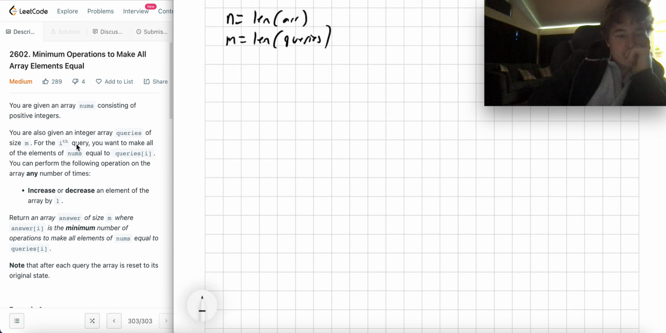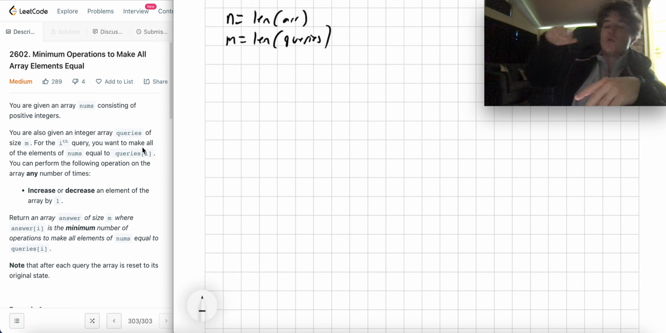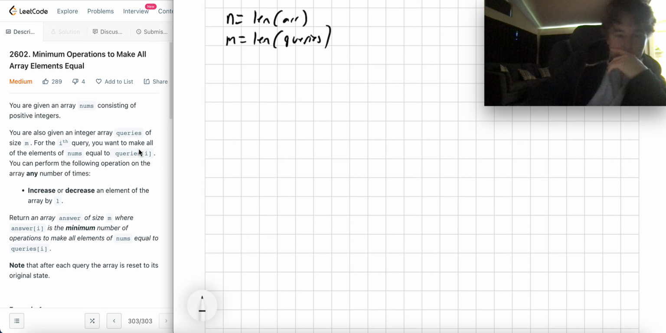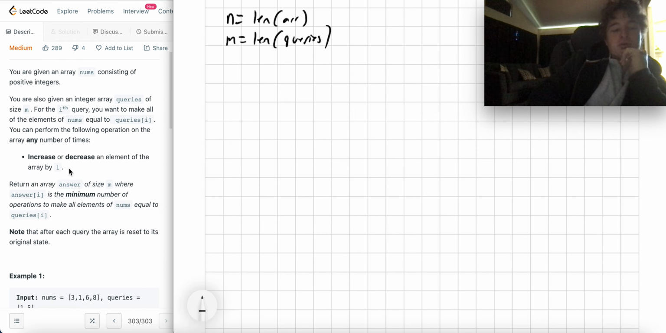For the ith query, you want to make all the elements of nums equal to queries[i]. Right, so you have nums that could be 1, 2, 3, 4, 5, and then your query item is 1. You want to make all of them 1, right? So 1, 2, 3, 4, 5 becomes 1, 1, 1, 1, 1. You can perform the following operation on the array any number of times. So I can increase or decrease an element of the array by 1.